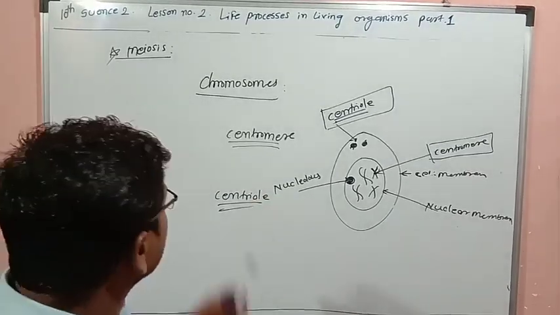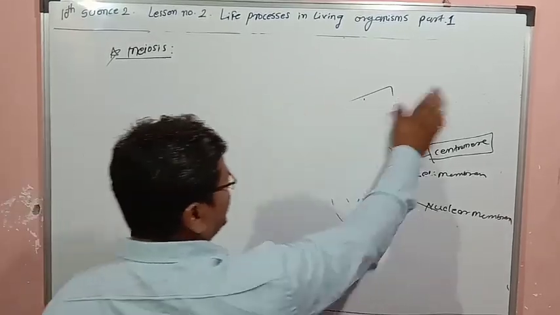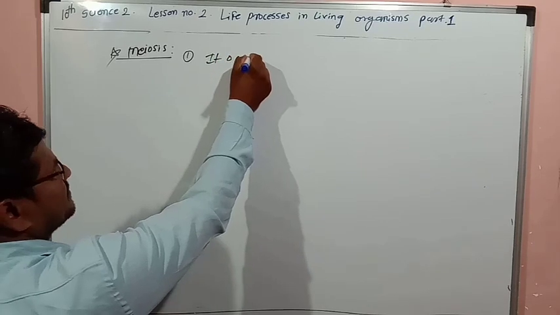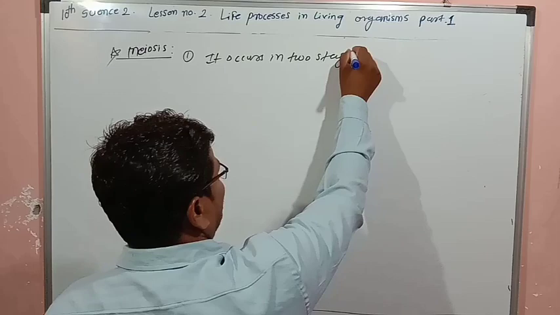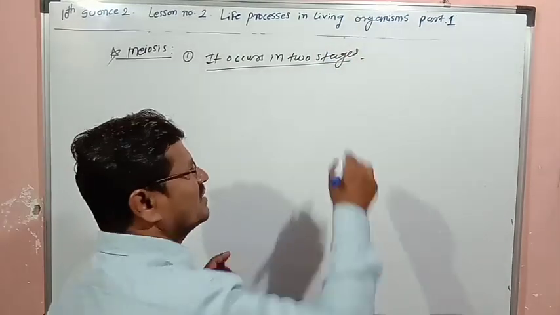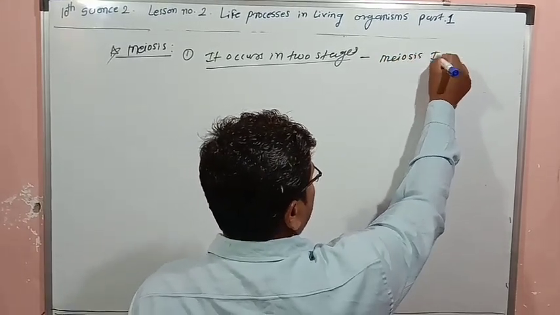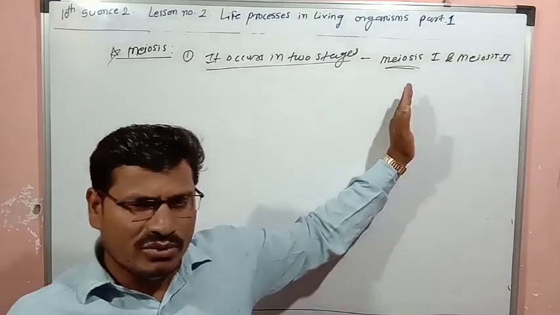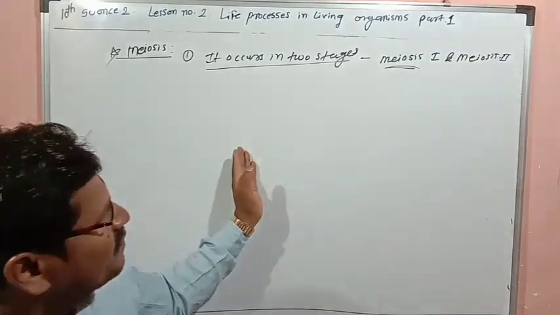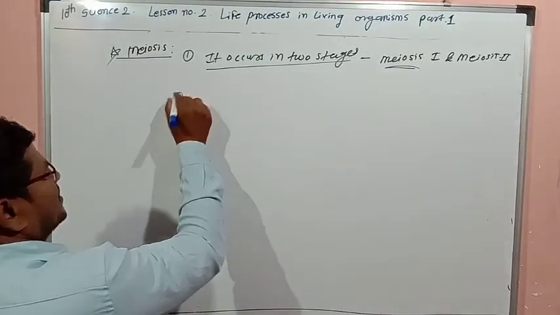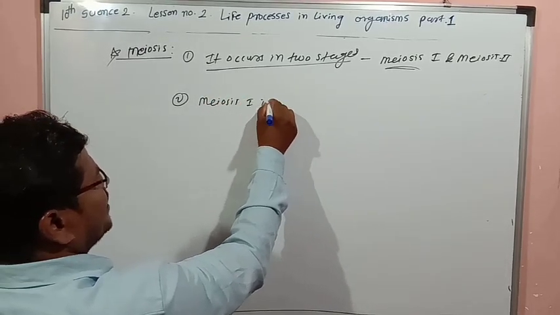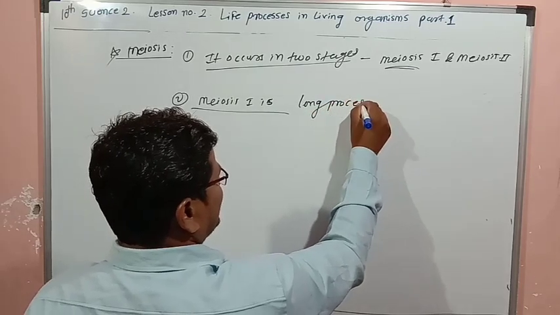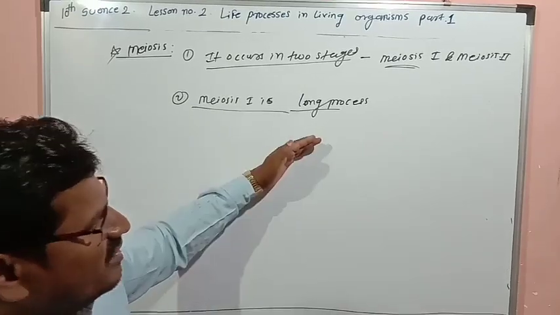Now we are going to study meiosis in detail. In meiosis, the first thing is that it occurs in two stages: meiosis first and meiosis second. So two stages are there in meiosis. Meiosis first is lengthy, a long process, because it takes more time and its stages are also different.